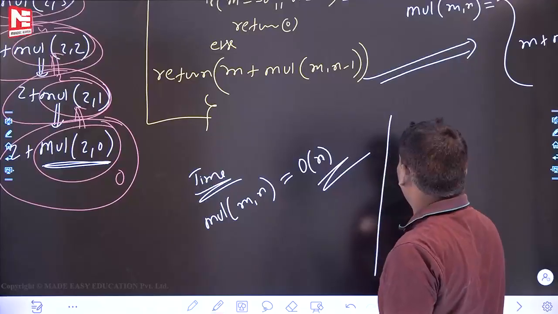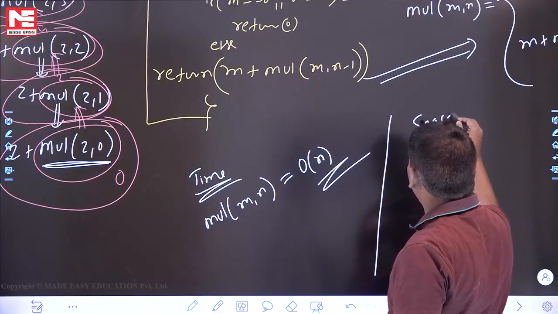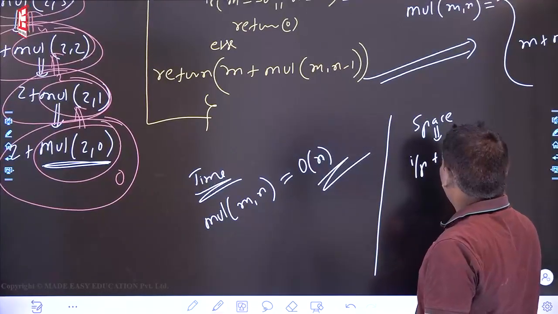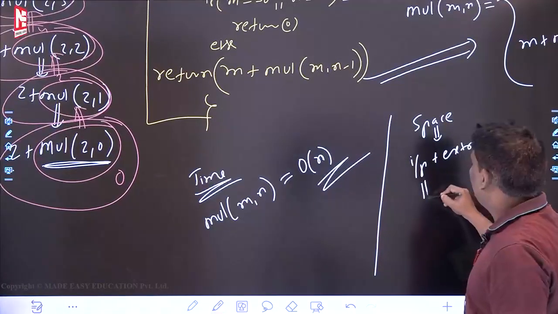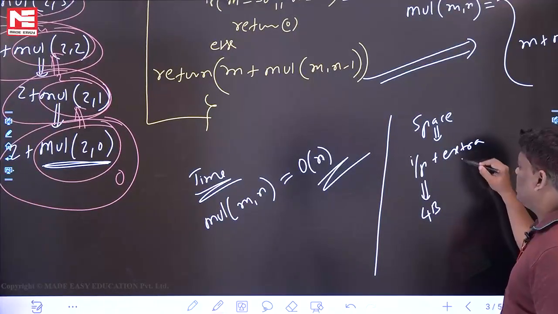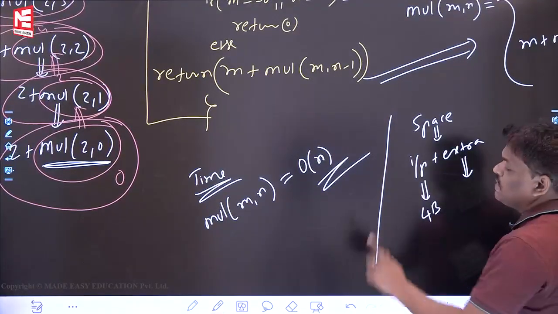Can you help me with one small line now? What is the space complexity? Space complexity is input plus extra. What is the input? M comma n, two integers. Every integer is 2 bytes, so 2 integers are 4 bytes. Can you say what is the extra?